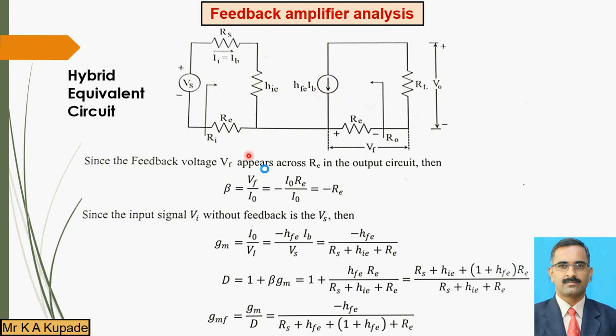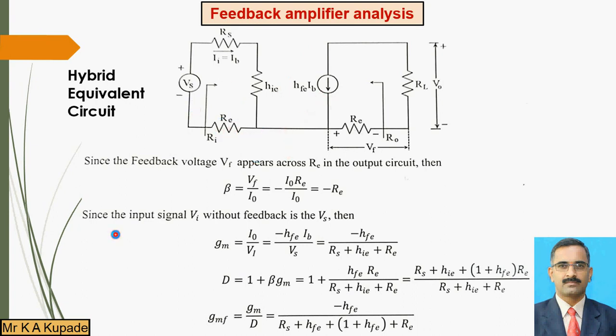By considering the parameters of that particular active device, you can calculate the gain characteristics of that amplifier. Now, since the feedback voltage Vf appears across this RE in the output circuit, beta is calculated as Vf upon Io, which is equal to minus Io into Re upon Io, that is equal to minus Re. See here, this beta is obtained by considering the output circuit connections, which act as the feedback element.